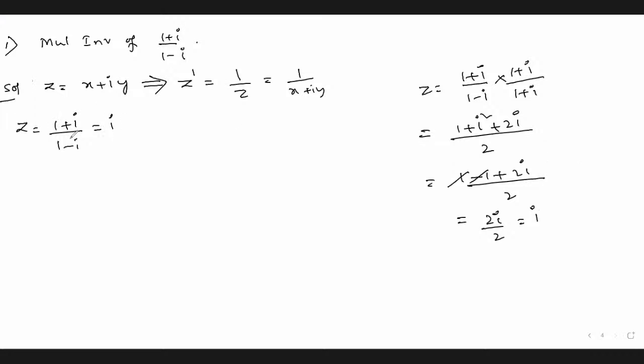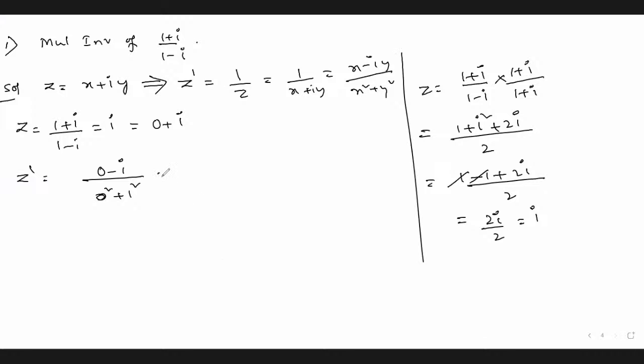Now you got z is equal to i, a complex number, which you can write as 0 plus i. Therefore, z dash is equal to 0 minus i, using x minus iy by x square plus y square. X square means 0 square plus 1 square. This is a shortcut, which is nothing but minus i, the answer. Take down.